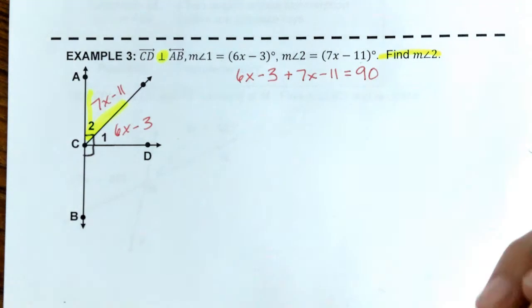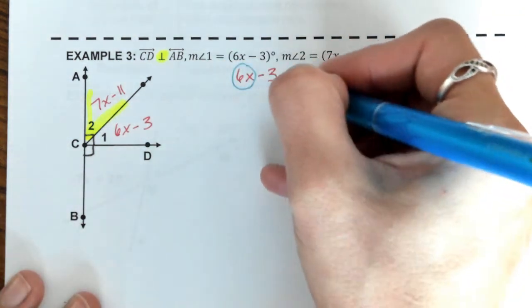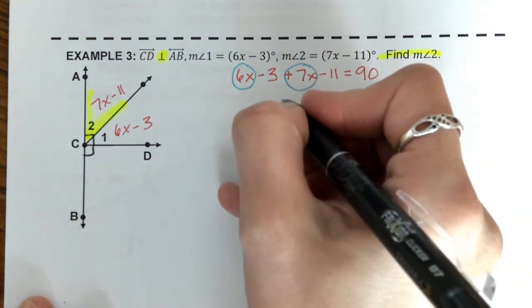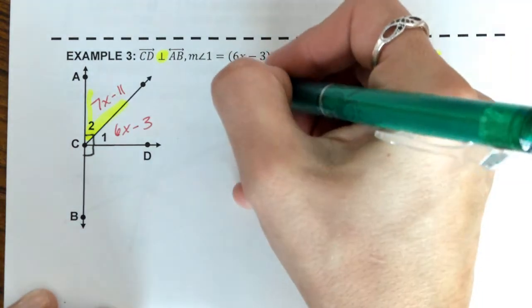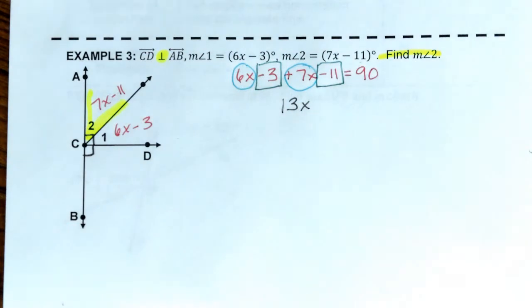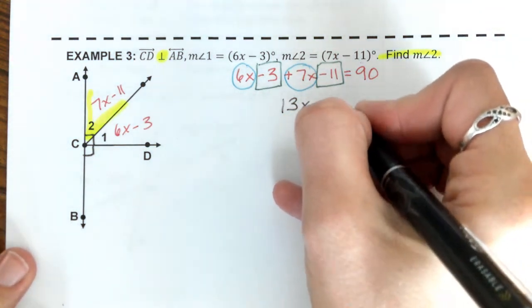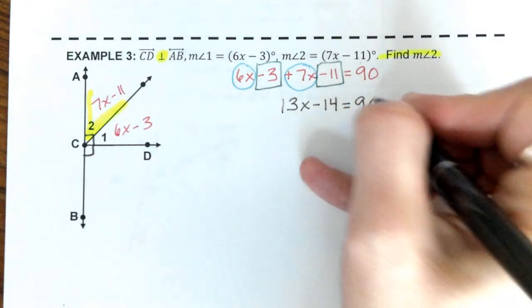Let's combine our like terms. I have a 6x and I have a positive 7x. We combine those together, we're going to get 13x. And then now, don't get fooled here, we have a negative 3 and we have a negative 11. Combine means add, so it's negative 3 plus a negative 11. We're going to wind up with a negative 14. So when we plug it into the equation, we now have minus 14, all equal to 90.